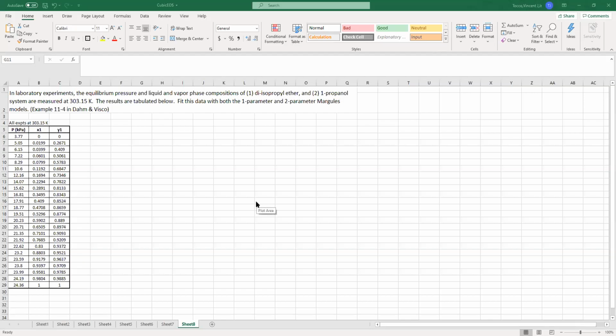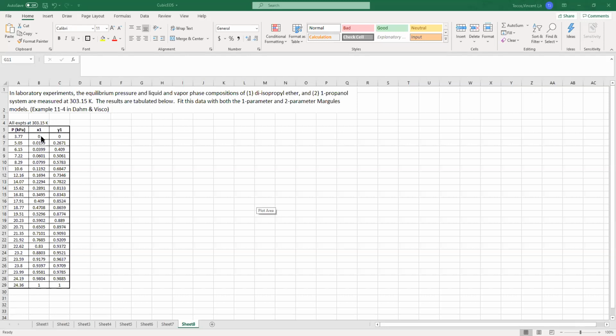In the final video today, I'm going to cover example 11.4 from the Dahm and Visco textbook. In laboratory experiments, the equilibrium pressure and liquid and vapor phase composition of the diisopropyl ether in 1-propanol system are measured at 303.15 Kelvin. The results are tabulated below, and we want to fit this data with both the 1-parameter and 2-parameter Margules models. So this is our table of experimental data.